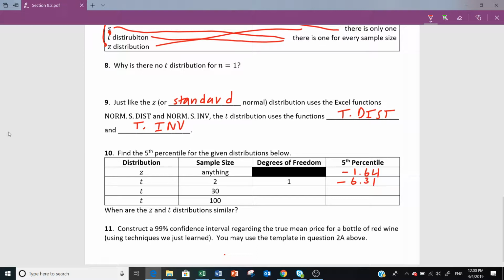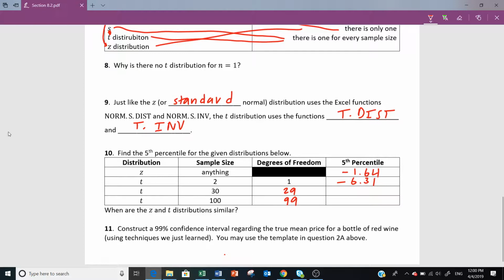What are the degrees of freedom for a sample of size 30, 29, and for 100, 99? We just take the value. I'm going to have you do those on your own. It looks like most of you were doing it.